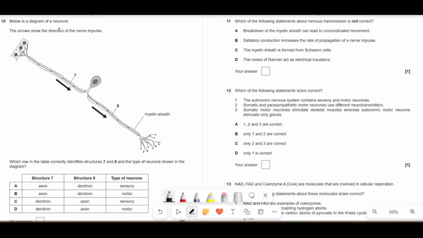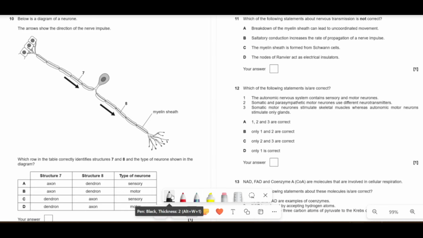Next, it says below is the diagram of a neuron. The arrows show the direction of the nerve impulse. We've got 7 and 8. So it says which table correctly identifies structure 7 and 8 and the type of neuron in this diagram. So we can see it's starting here, it's going that way, whatever, right? Which one correctly identifies 7 and 8 and the type of neuron shown in this diagram?